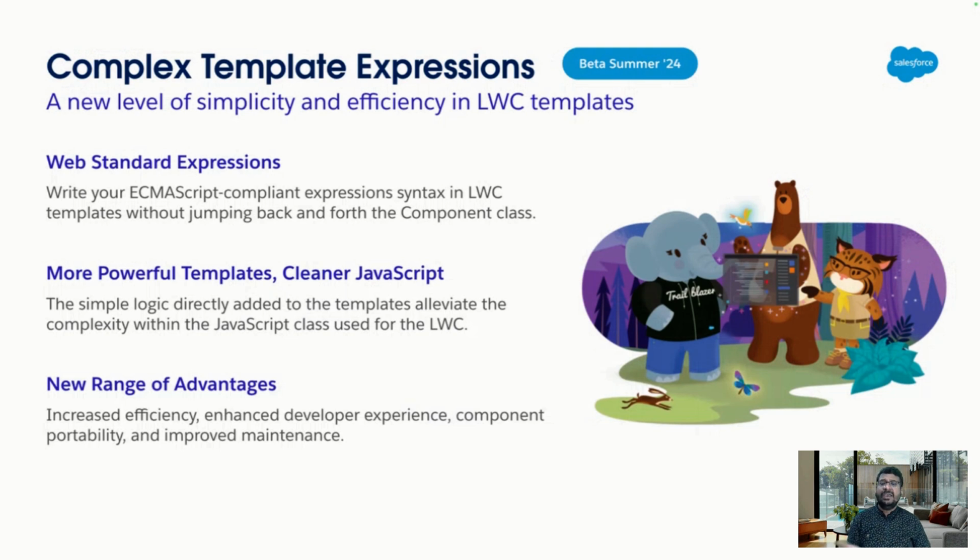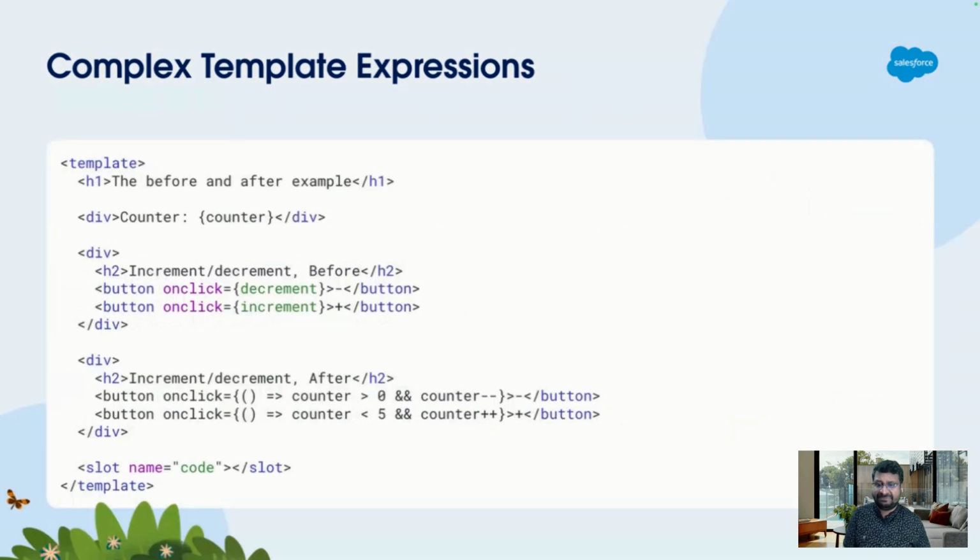Which opens up a large range of advantages, like you can build efficiently. You need not switch between the JavaScript code and the HTML code, and so on and so forth. Let me show it with an example. Here I have a complex template expressions example where you can see I have two buttons, one onclick for decrement, one for increment. What I'm doing here is using inline code instead of writing the JavaScript implementation in the JavaScript file. Here you can see that I'm writing the logic for increment and decrement right in my HTML file, and it is possible with the complex template expressions.